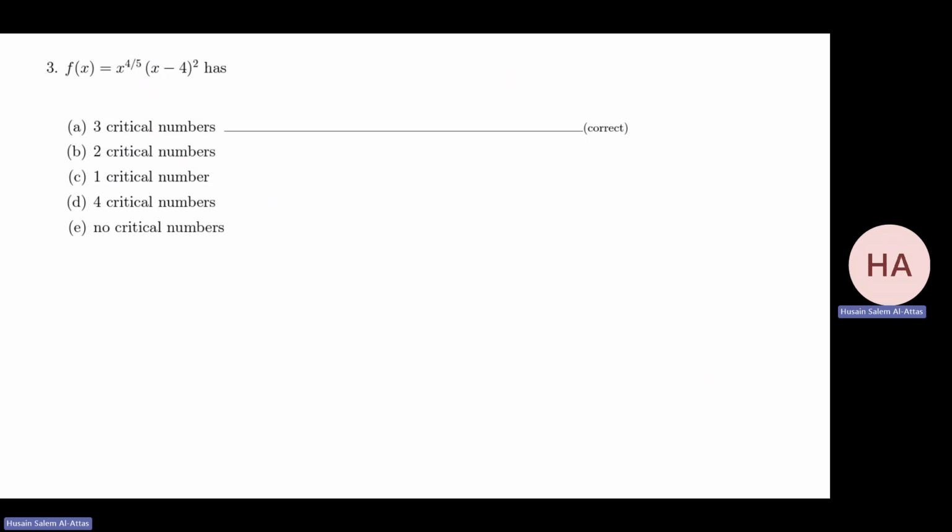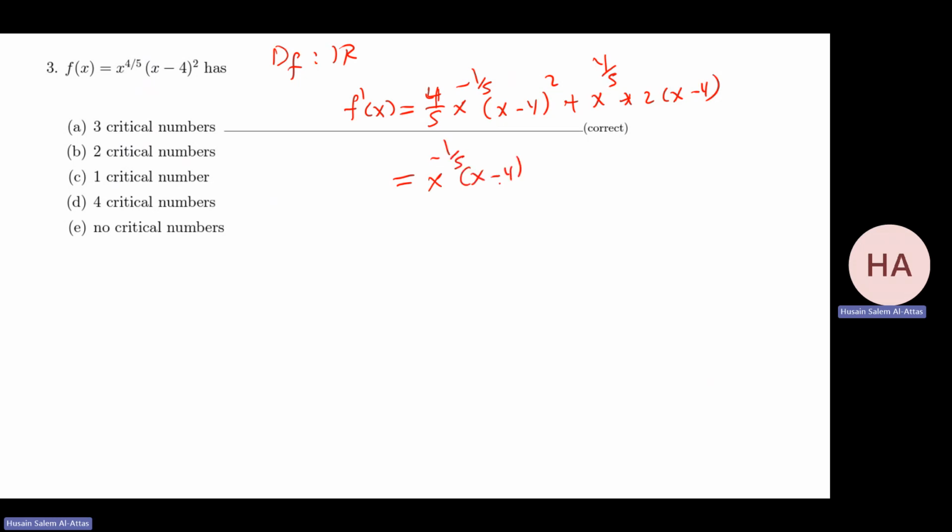You want to see how many critical numbers we have. What's the domain? For real numbers. Domain is R. So we do the derivative, F prime. Derivative of the first, which is 4 over 5 x to the power minus 1 over 5, times the second squared, plus the first times the derivative of the second, 2x minus 4. Now we take common factor, which is x to the power minus 1 over 5 times x minus 4 times what? 4 over 5, x minus 4.